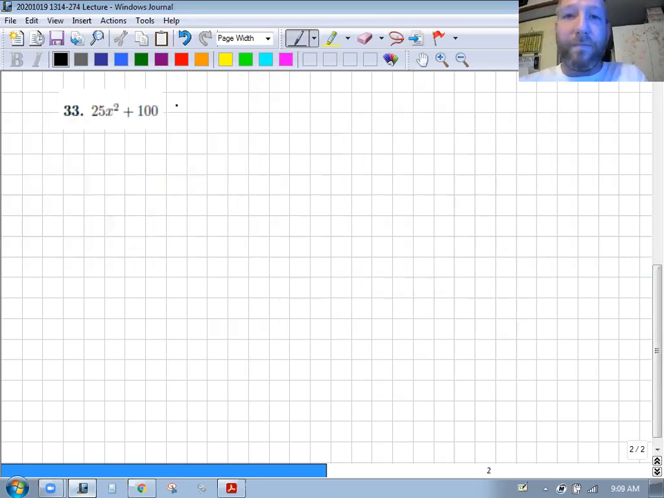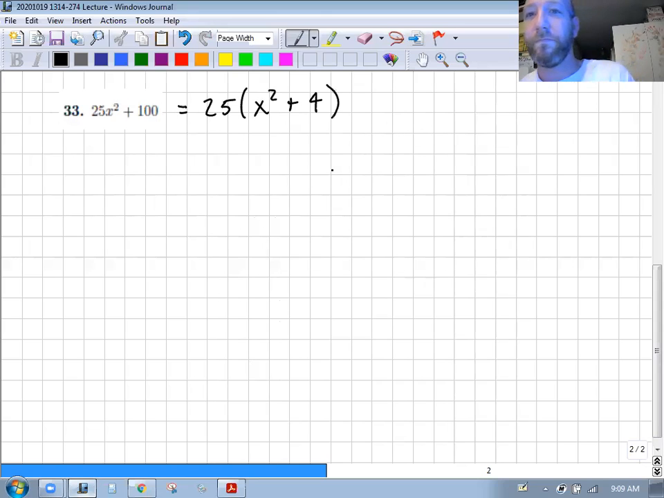All right. Again, we look at the coefficients, and we see we can at least pull a 25 out, right? So we got an x squared plus 4. All right. Now, looking at this, x is squared and the 4 is a 2 squared, right? But this isn't a difference. But we can treat it as a difference.